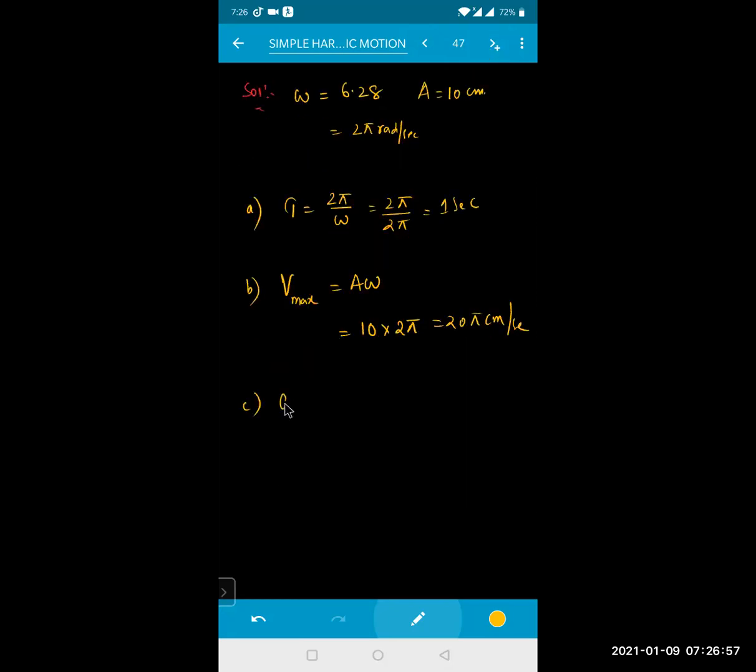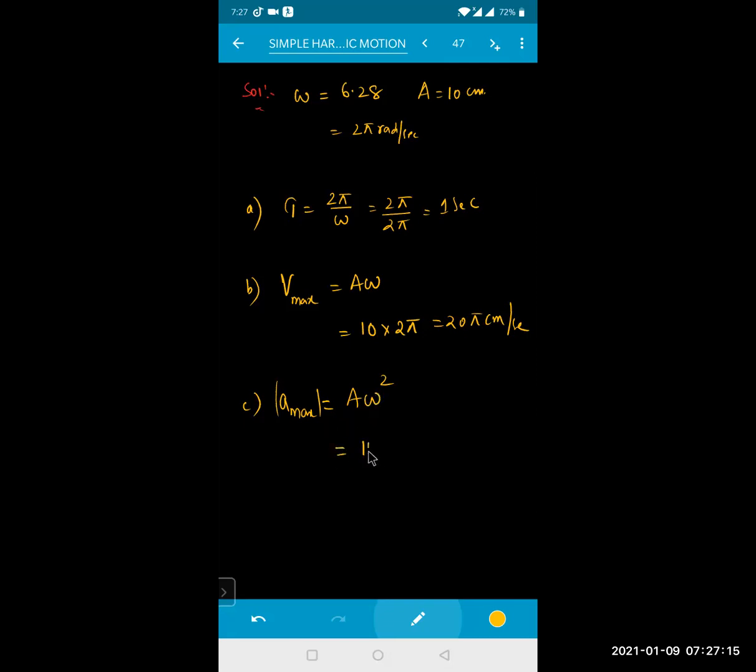The next one is nothing but maximum acceleration. Maximum acceleration formula, beta. A max is equal to the magnitude of this. A max is equal to how much for me? A into omega square. Because that will be equal to A, na? Yes, sir. Isn't it? So A max is equal to A into omega square.